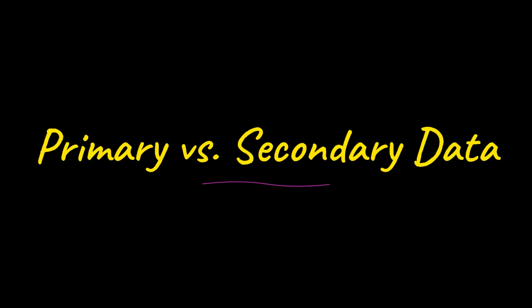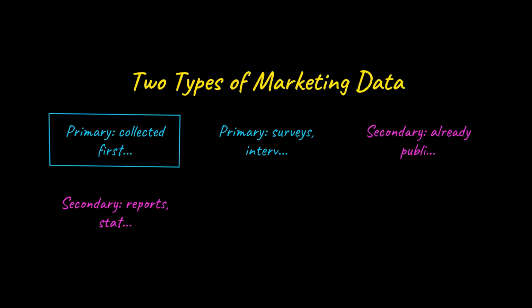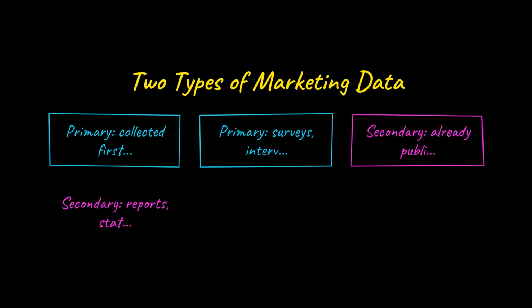Marketing research relies on two categories of data, and understanding the difference comes down to one simple question: who collected it, and for what purpose? Primary data is original information gathered directly by the researcher for the current project, through surveys, interviews, focus groups, or observation. Secondary data already exists, published earlier by others in sources like government reports or industry studies.